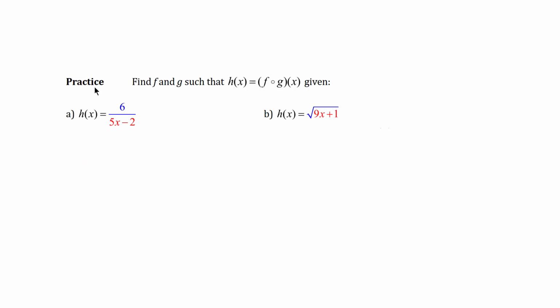Next, we have a practice problem. Find f and g such that h of x equals f composed of g of x, given, for part A, we have h of x equals 6 over 5x minus 2, and for part B, we have h of x equals the square root of 9x plus 1. Alright, so go ahead and pause the video, take your time working out this problem, and then check back with the video to see the solutions. Also remember there's more than one way to do this problem, so you can have multiple solutions.